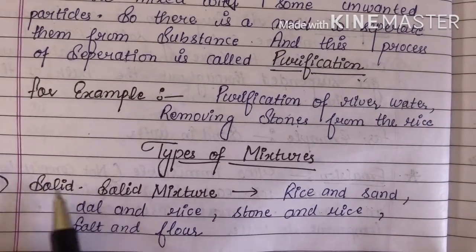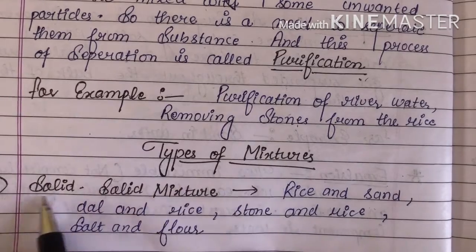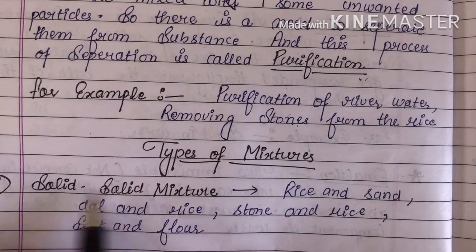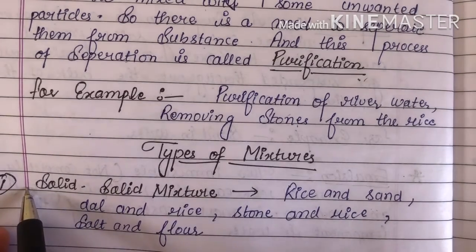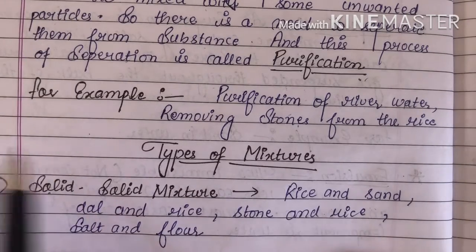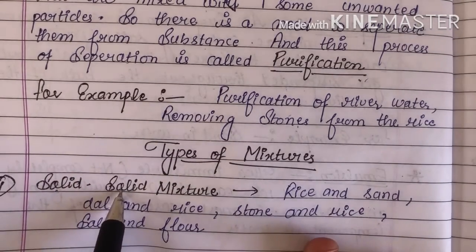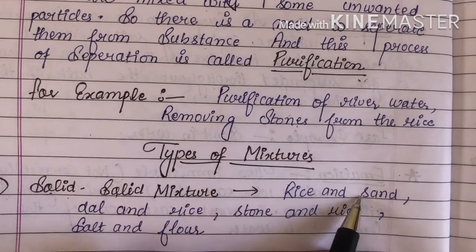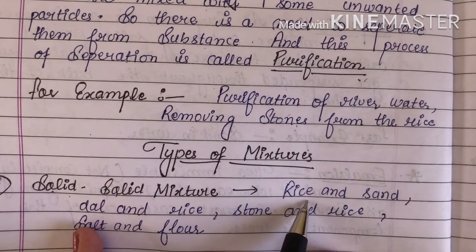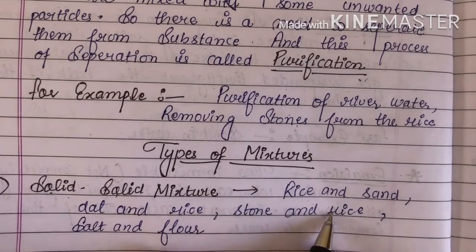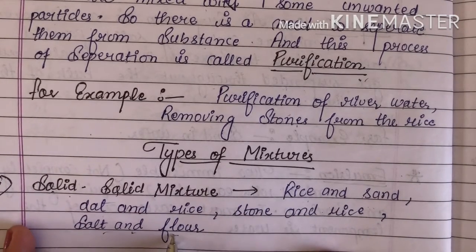Okay, the first type is a solid mixture. In this, the pure substance is present in solid form and the impure substance is also present in solid form. The substance that we want to get is in solid form, and the substance that we do not desire is also in solid form. Like rice and sand, we desire to get rice but we don't desire to get sand. Dal and rice, stone and rice, salt and flour are examples of solid mixtures.